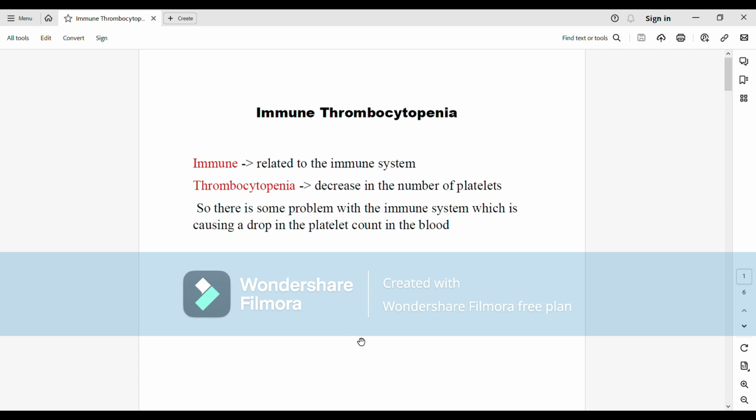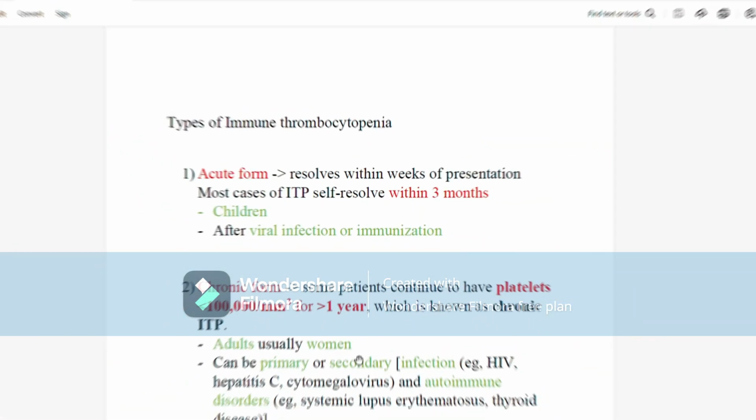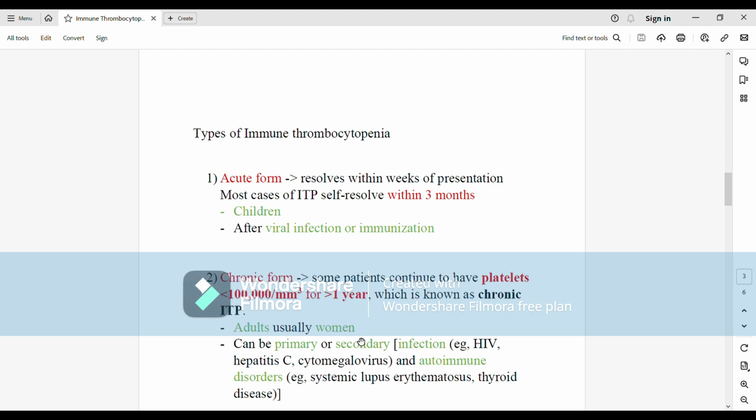So let us understand what this immune process is. Your spleen starts to make antibodies which will attach to the platelets. The platelets get taken up by the macrophages of the spleen and they get destroyed. So the spleen is doing two things here. First, it is making IgG antibodies against the surface of the platelet. And the second thing is that it takes up those antibody-bound platelets and destroys them. So basically there are two types of immune thrombocytopenia.